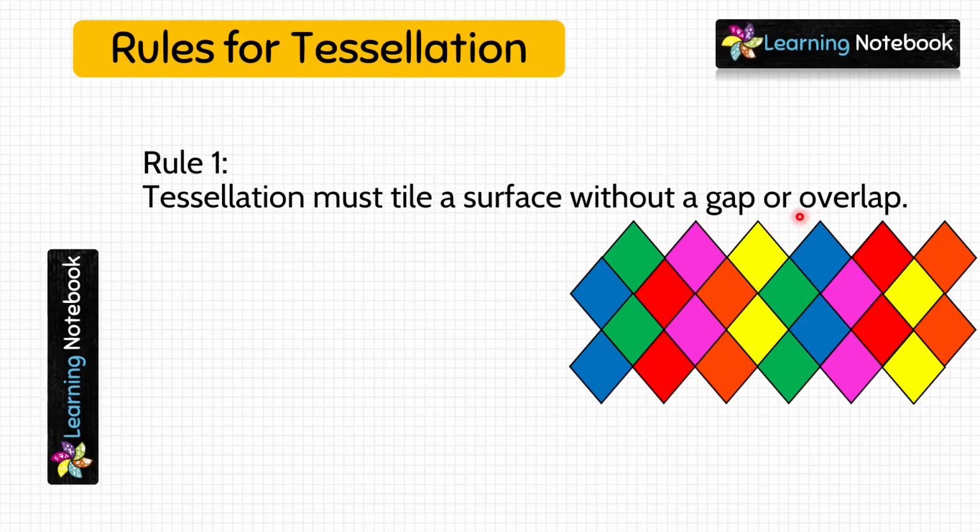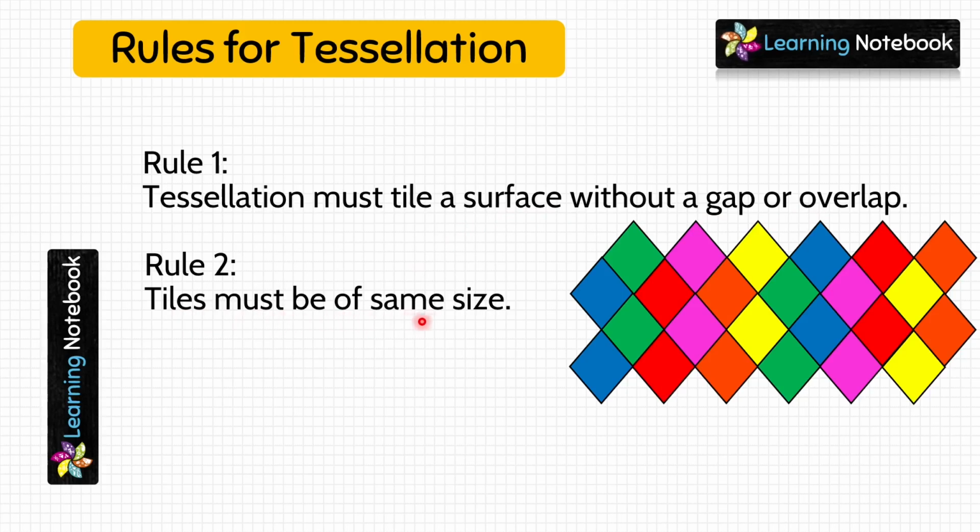Now rule number 2 is tiles must be of the same size. Like here in this tessellation, all the tiles are of the same size. You can look at any tile. All of them are of the same size.